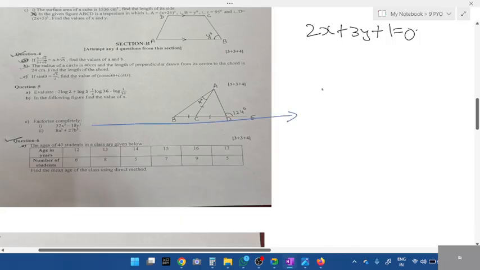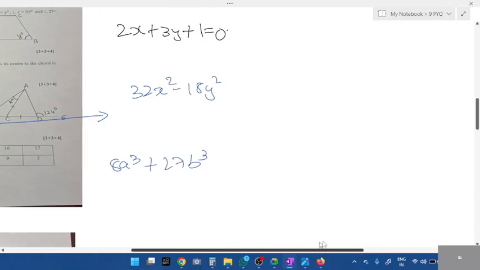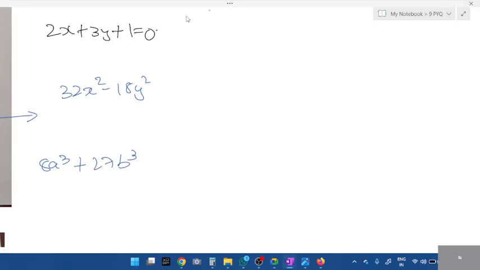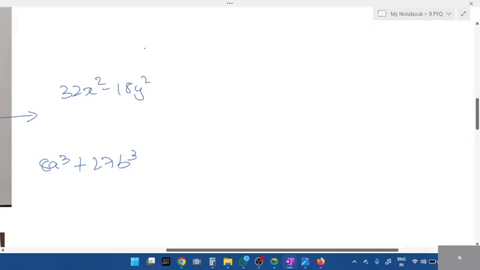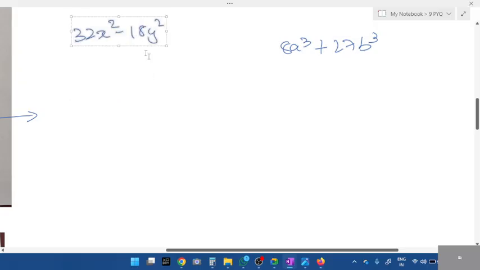Okay, factorize completely. First we'll solve this. Later we'll move on to the exercise, students. Look at the question, last year's question. 32x square minus 18y square. First question. Next, 8a cube plus 27b cube. Second question. How many terms are there, students? How many terms are given? All of you respond. Two terms are given. Both are different questions.